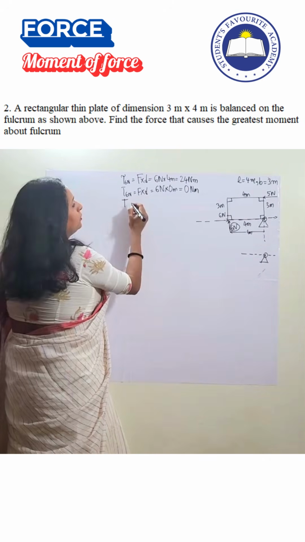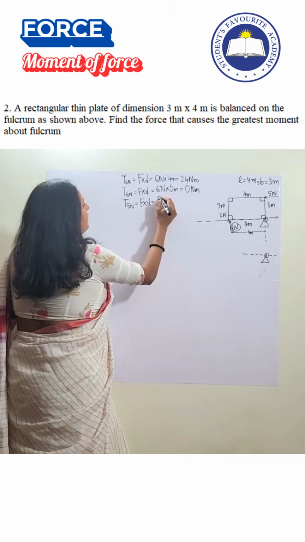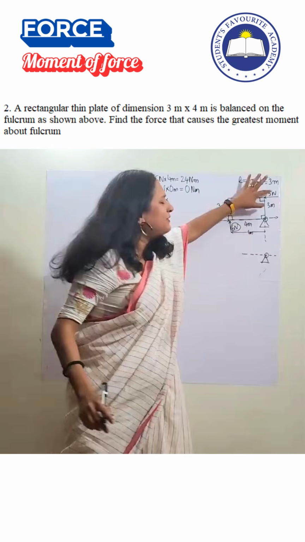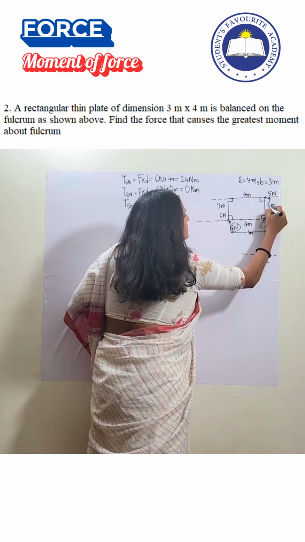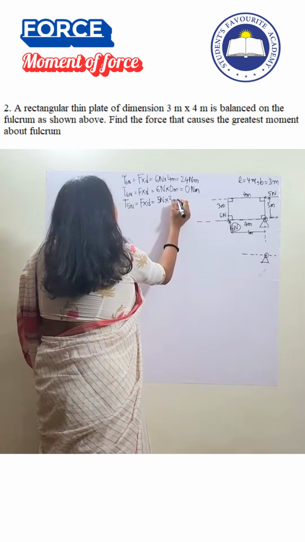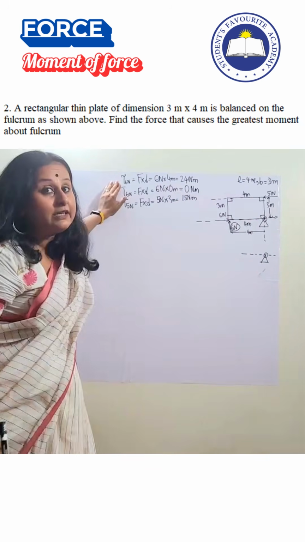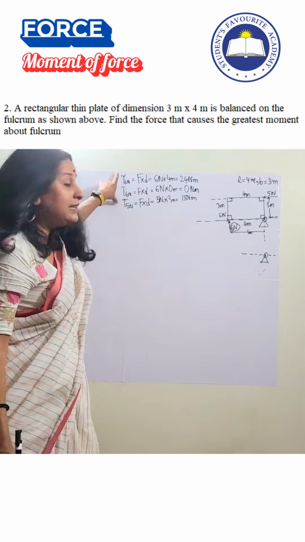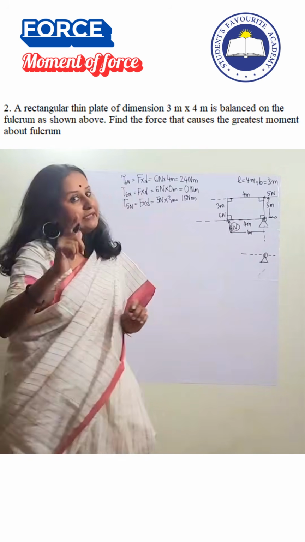The torque due to 5 Newton force, that will be again F into D. That will be 5 Newton into, let us see the distance, very easy to calculate. This is the line of action. This is the perpendicular distance, which is 3 meter. So it will be 15 Newton meter. So the maximum torque is experienced due to the 6 Newton force, which is acting like this. This force is causing the maximum torque.